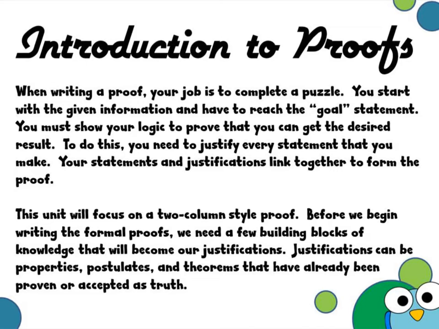This unit is really going to focus on basic setup of two-column proofs, and you're going to be doing these two-column proofs in every single unit. So it's really important that we get the structure and how to set one up, okay? Justifications can be properties, postulates, and theorems, and those have already been proven or accepted as truths. Last night you looked at the segment addition postulate, and that is a postulate that you could use in a proof as a justification.